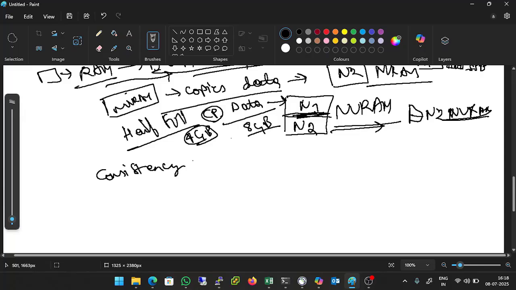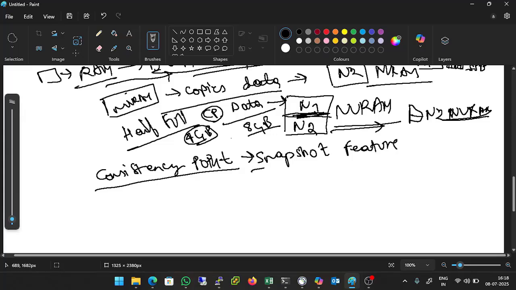What exactly is the consistency point? My consistency point is basically a snapshotting feature. You can easily understand it as a snapshot feature. It consists of the data of one particular time. Whenever our node reboots, or whenever our node gets halted, it takes a snapshot.